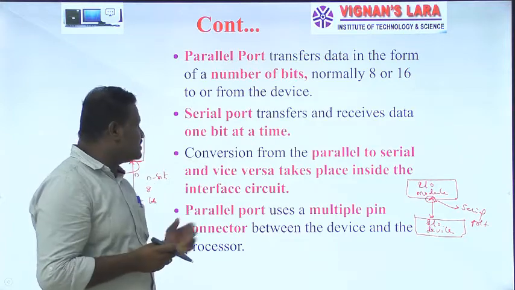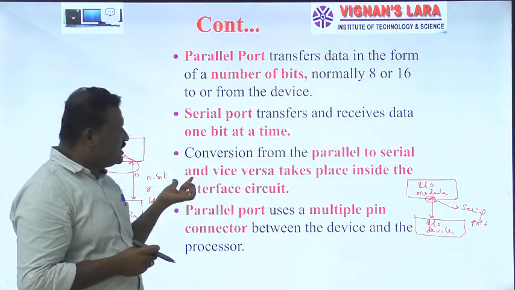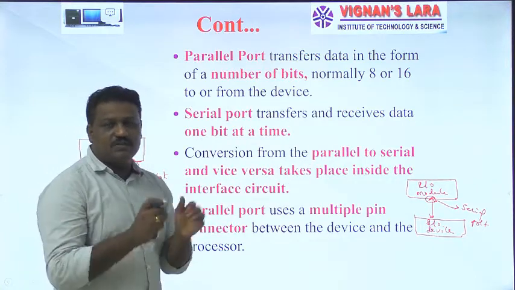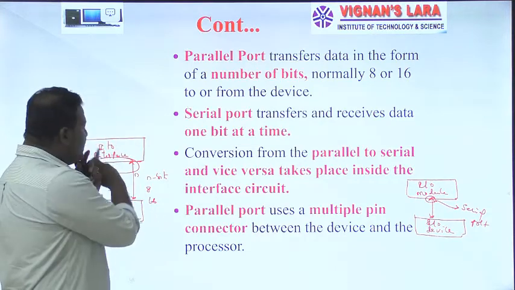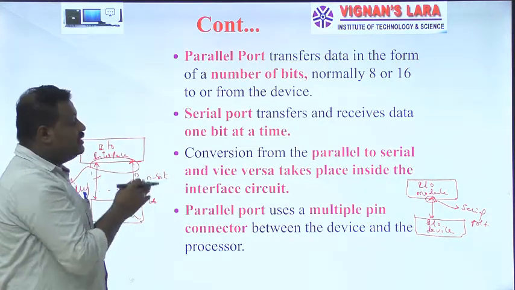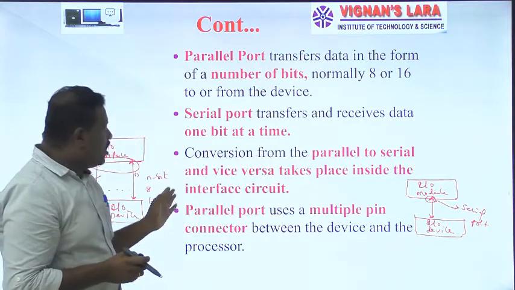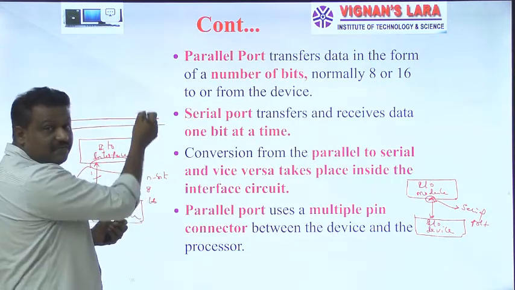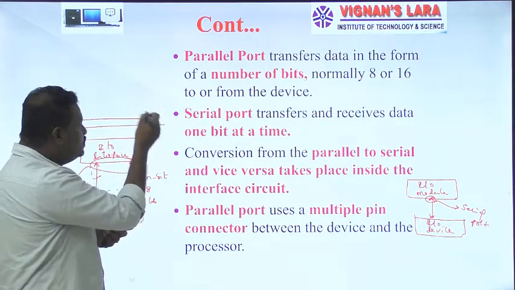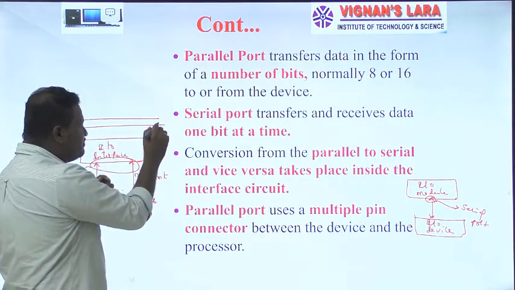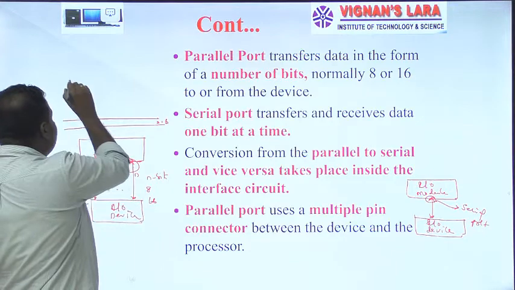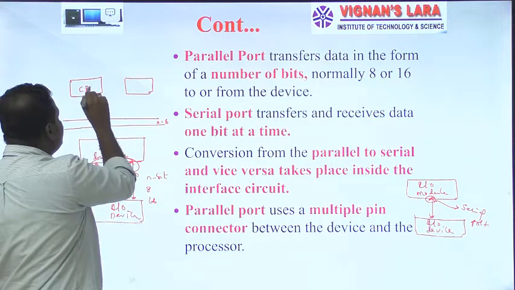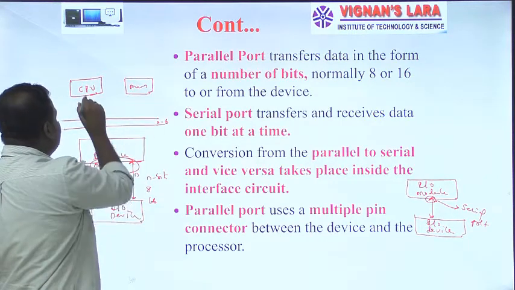And the important thing here is that the conversion from parallel to serial and vice versa takes place inside the interface circuit. The meaning of this is that the interface circuit can convert data from parallel to serial or serial to parallel. Why? Because the other end of this interface circuit has a computer bus or a system bus. No doubt, this system bus is always parallel. That means at this end you have a CPU as well as a memory. The CPU and memory can communicate in parallel with the help of this bus.